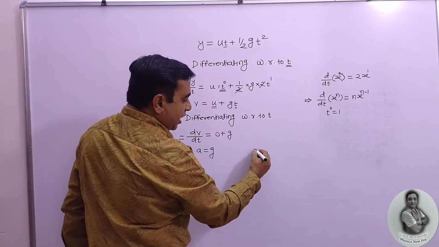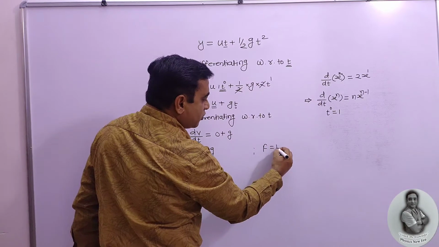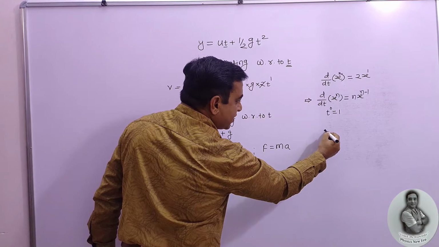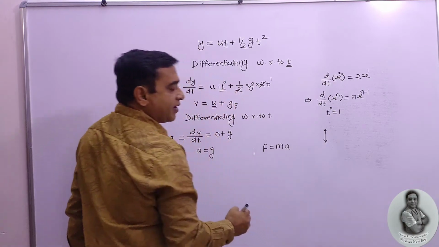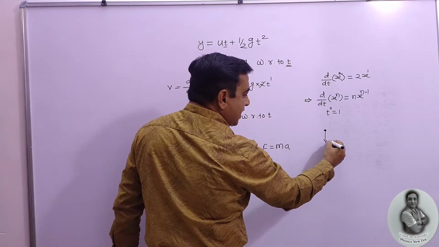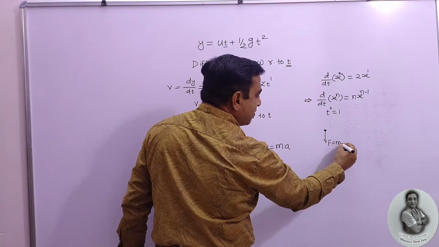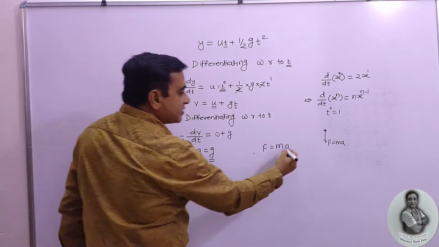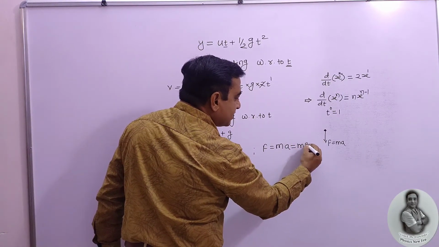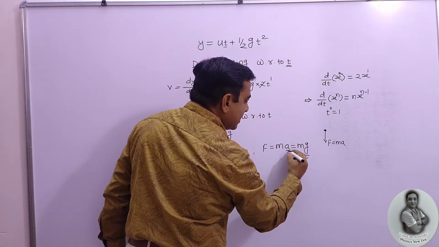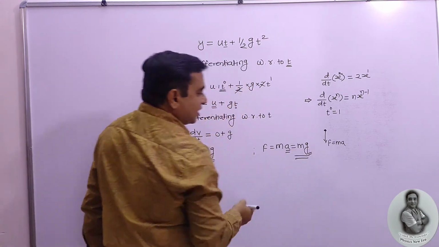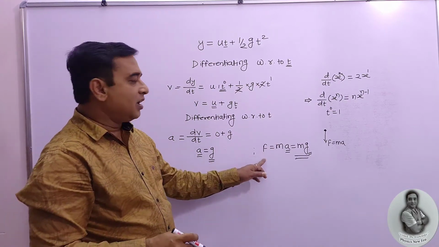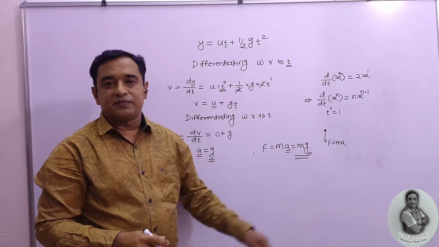But we know that according to Newton, F is equal to mass into acceleration. If a body or a particle is falling under the influence of a gravitational field, the force acting in a downward direction is actually ma, but under the influence of a gravitational field it is nothing but mg. This is your answer, because a is equal to g. So here is the answer before you: the force acting on the particle is equal to mg.